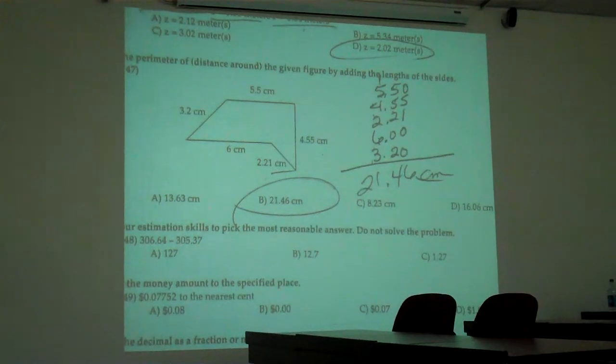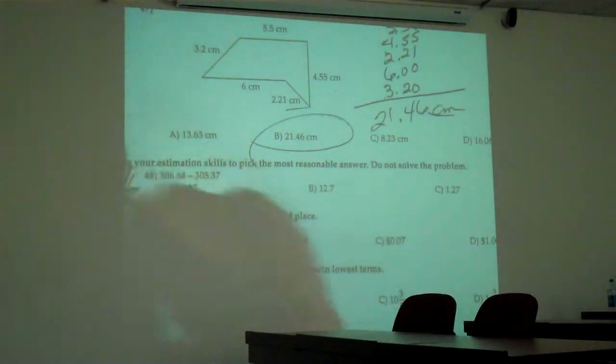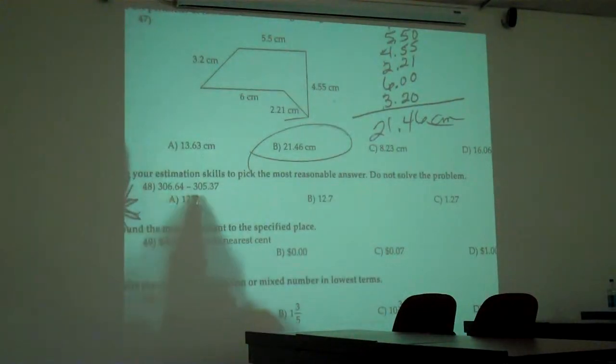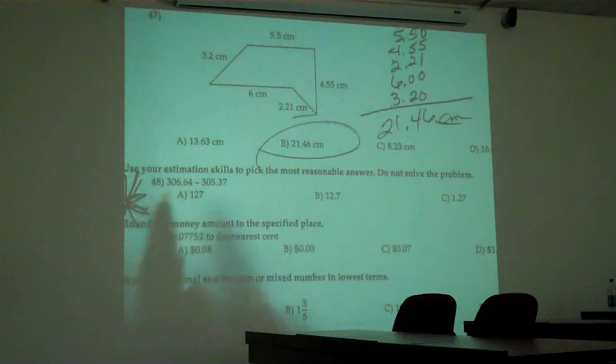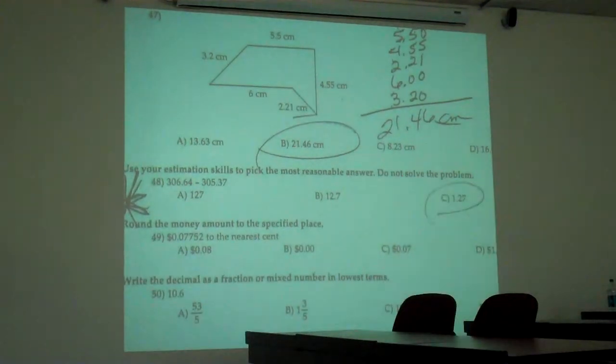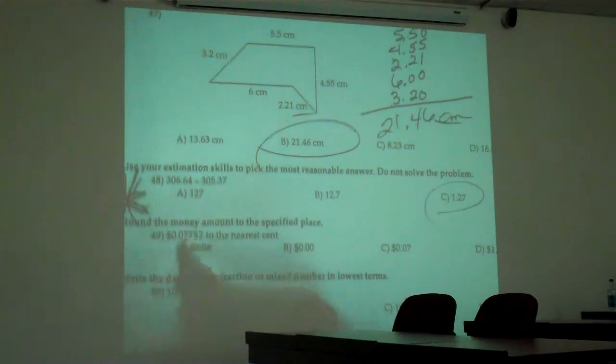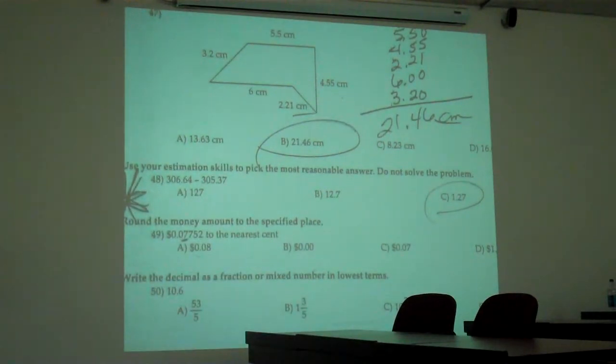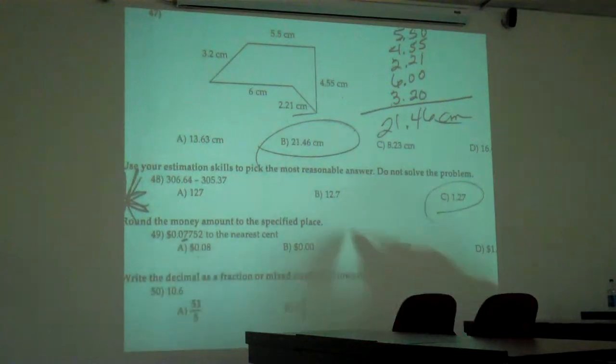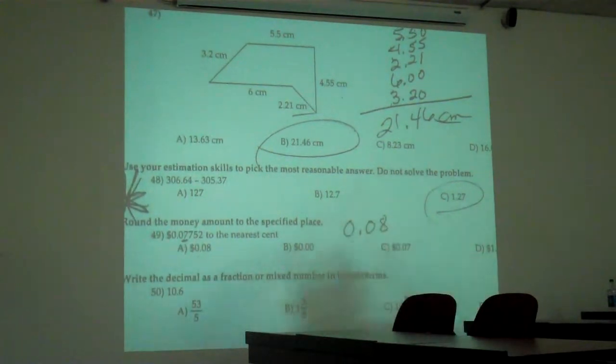48. Here's another, pick the most reasonable answer, so we're gonna hope it's multiple choice on yours, right? It's another one I need to check, make sure. 306 minus 305. That's almost 307, so it's almost 2. Most reasonable would be 1 point, right? Okay, 49, to the nearest cent. 2 numbers after is your cent. It's followed by 7, so round it up 1. 8 instead of the 7, it's an 8. So 8 cents.